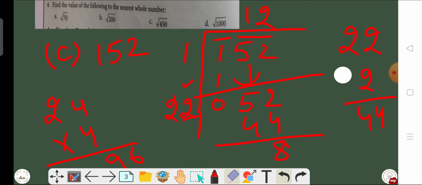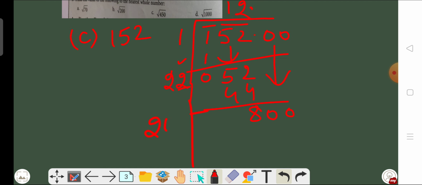Now 8 is the remainder, but we have to find the square root as a decimal number. To do that, after reaching this point, put the decimal point in both the dividend and the quotient. Okay. Then take a pair of zeros and bring this pair of zeros down. After that this will become 800 and then find the next divisor. So 12 to the 24 and find the unit place number.